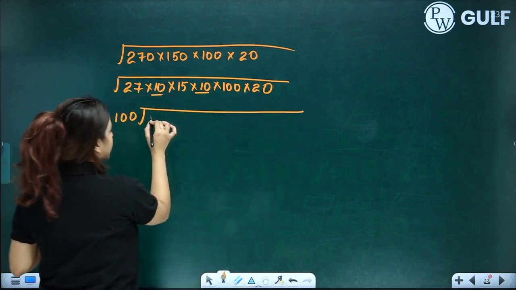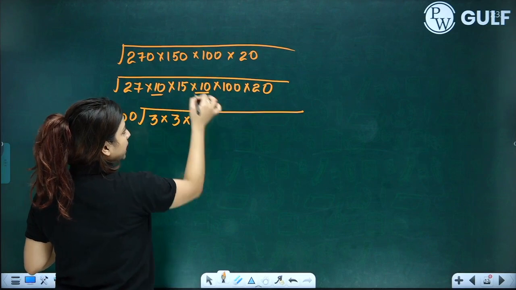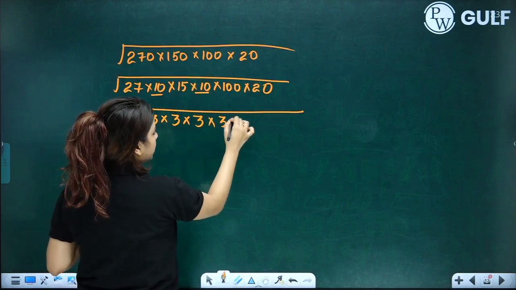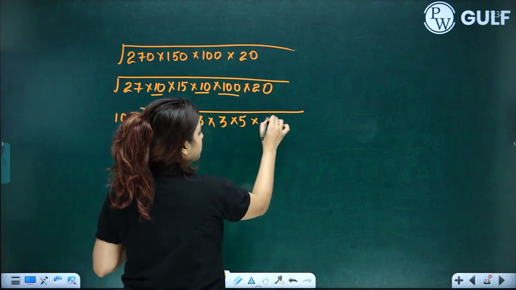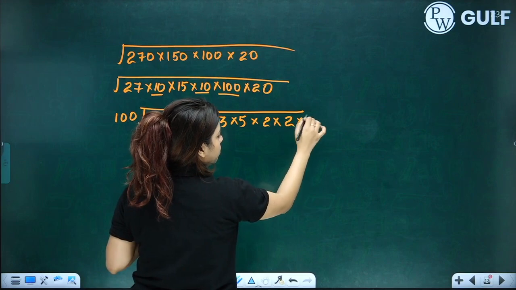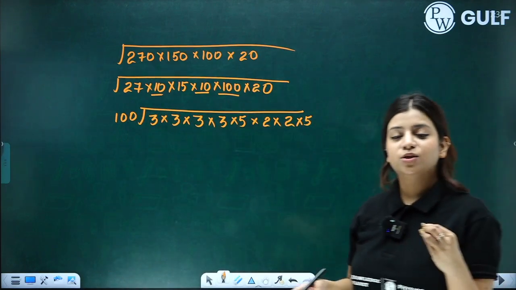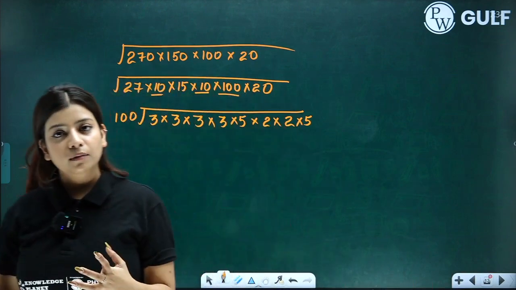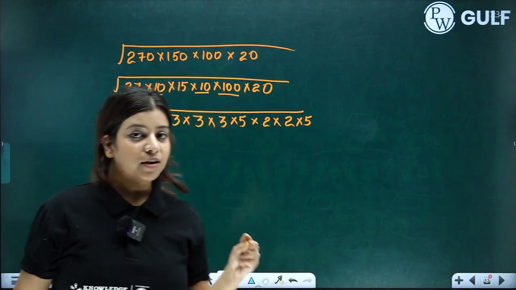27 can be written as 3 into 3 into 3. 15 over here can be written as 3 into 5. This 100 we have already taken out, and 20 can be written as 2 into 2 into 5. So this is why we prime factorize it, students, so that we can make pairs out of it, and from that pair we can take out the numbers that are in use.